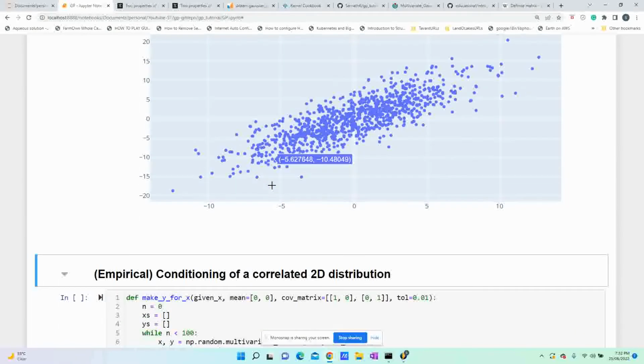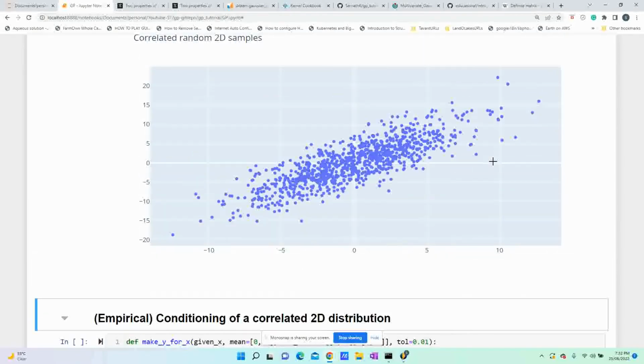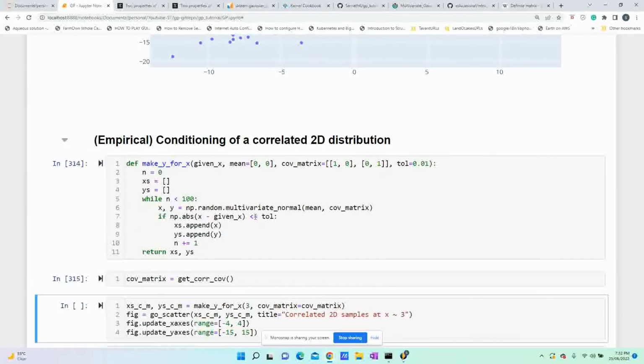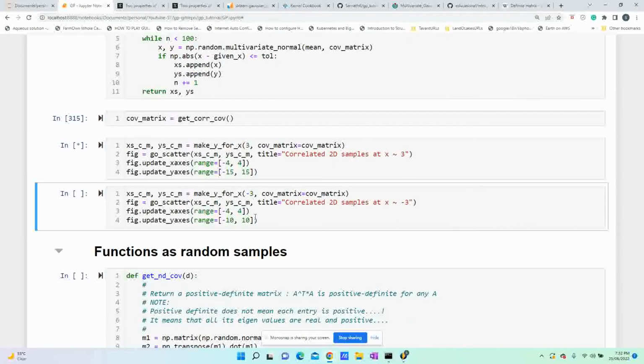Now let's find out, in this correlated distribution, if I nail the value of x, what is the distribution of y? If I nail the x to be a positive value, then y will have a positive distribution. If I nail the value of x as negative, y will have a negative distribution, or the mean of that y distribution will be negative, right? So let's do the same.